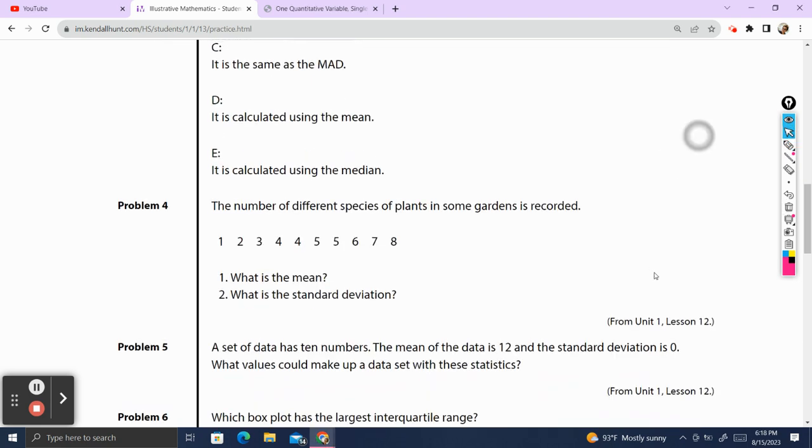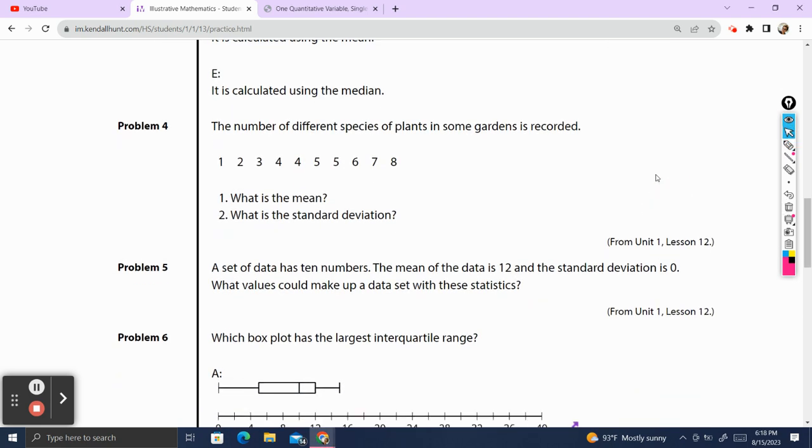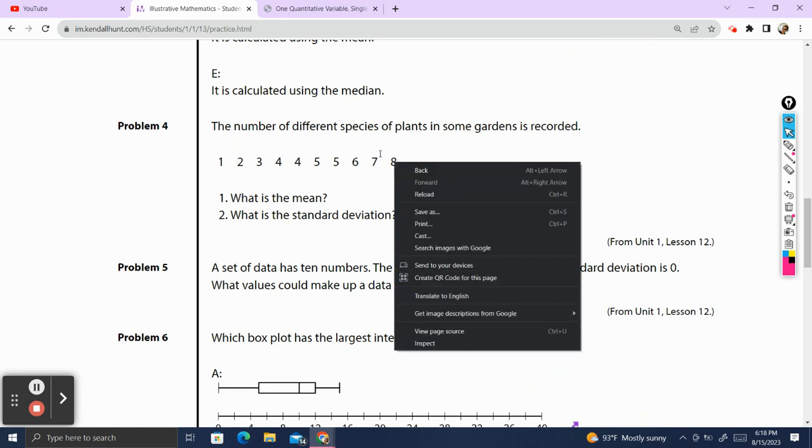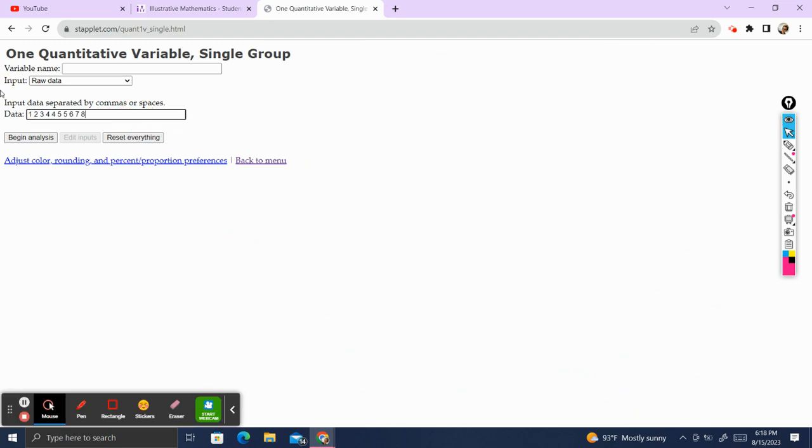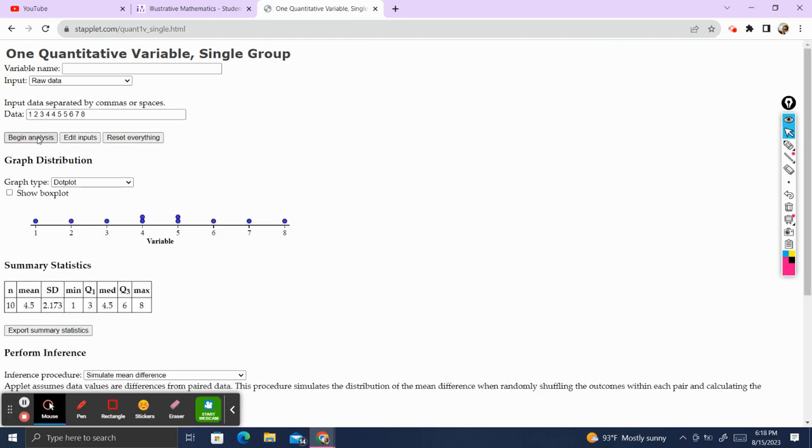All right, problem number 4. The number of different species of plants in some gardens is recorded. So we have all these different species of a plant in the garden. What is the mean? In this case, we are going to copy our mean data, Control C, move it into our one quantitative variable single group, and begin our analysis.